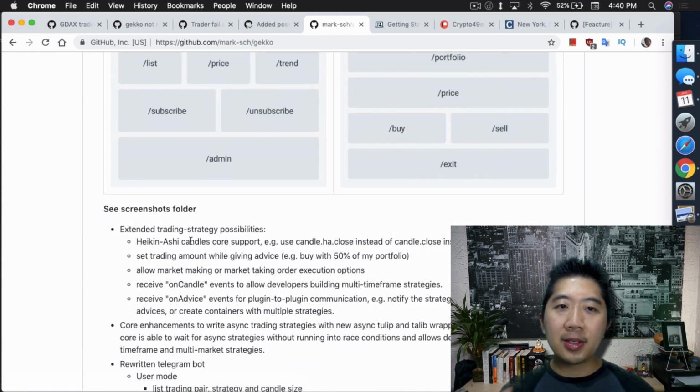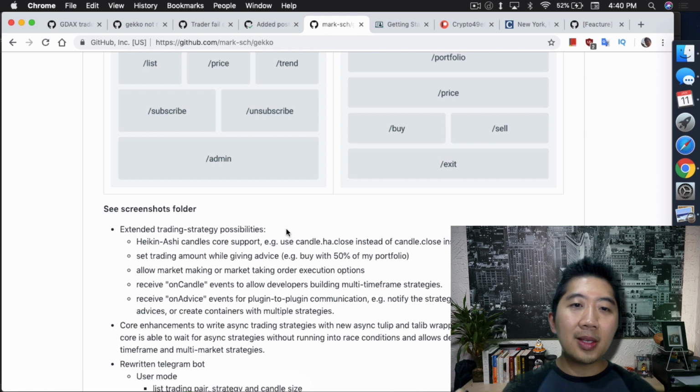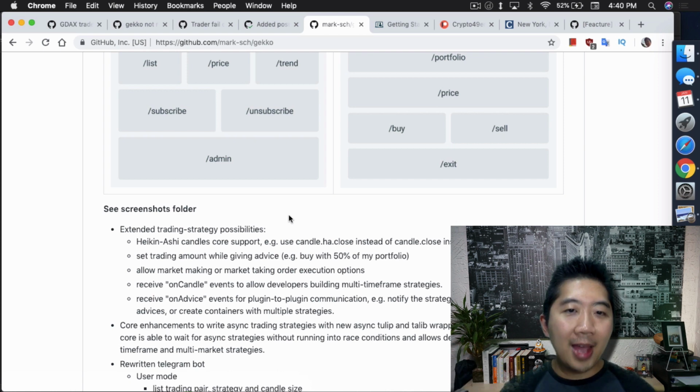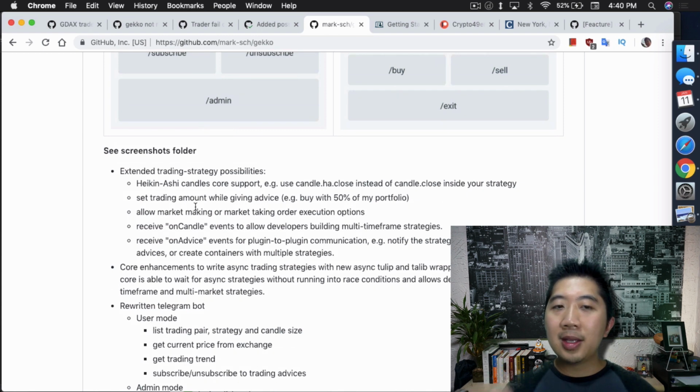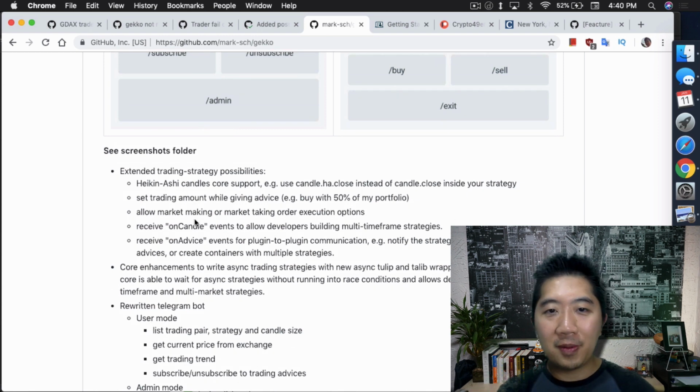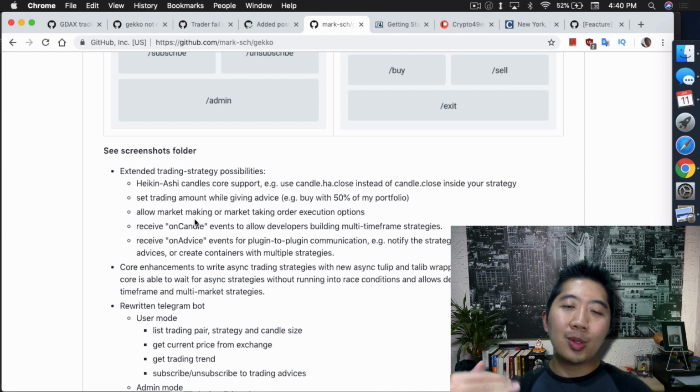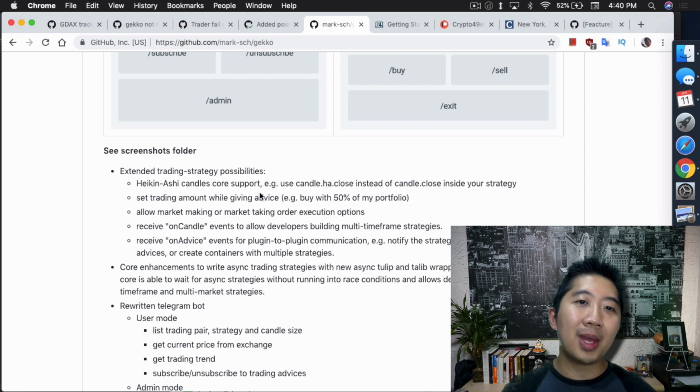I mean, he says right here, there's extended trading strategy, the Heiken Ashy candles. Definitely look into that, guys. I may even make a video about that in the future. It's a totally different candle system. Something to definitely look into. And then you can set trading amounts. Like my previous video, you can use specific portions of your portfolio. You don't have to use your whole entire portfolio for trading. So that's an awesome thing.